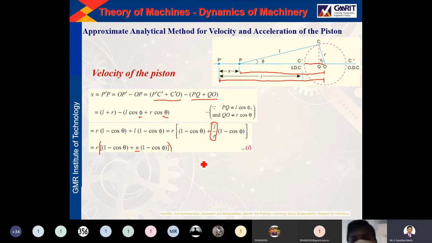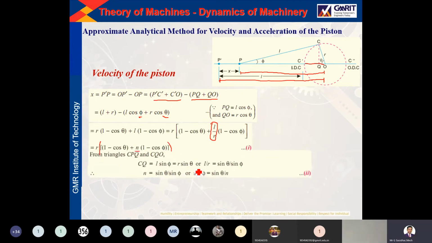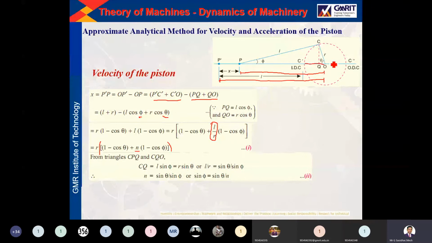Now in continuation, I will get from the two triangles CPQ and CQO. From these two triangles, I will write down again CQ equal to L sin phi. And see, this CQ is common for these two triangles, CPQ and CQO. These two triangles share CQ. Now CQ I can also write down as r sin theta. The same way, for this triangle L sin phi, for this small triangle r sin theta.